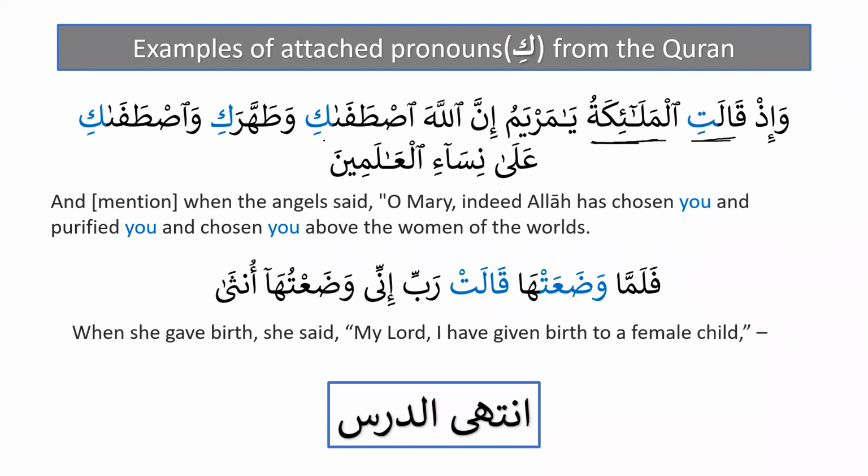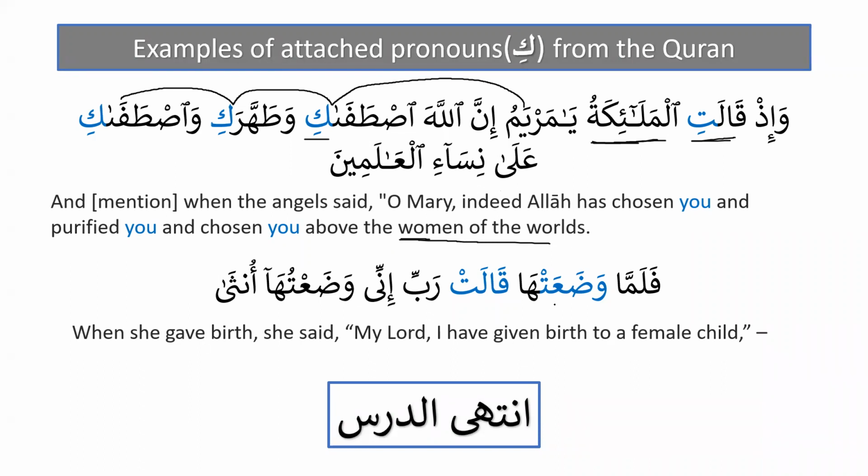So such a huge respect to Maryam alayhi salam. The reason why I'm not stopping and saying istafaki is because we are focusing on ki. Because the address is to Maryam alayhi salam, that's why you see the attached pronoun that has been used is ki, over here and over here. And mention when the angels said, "O Mary, indeed Allah has chosen you and purified you and chosen you above the women of the worlds." So that is the honor of Maryam alayhi salam.